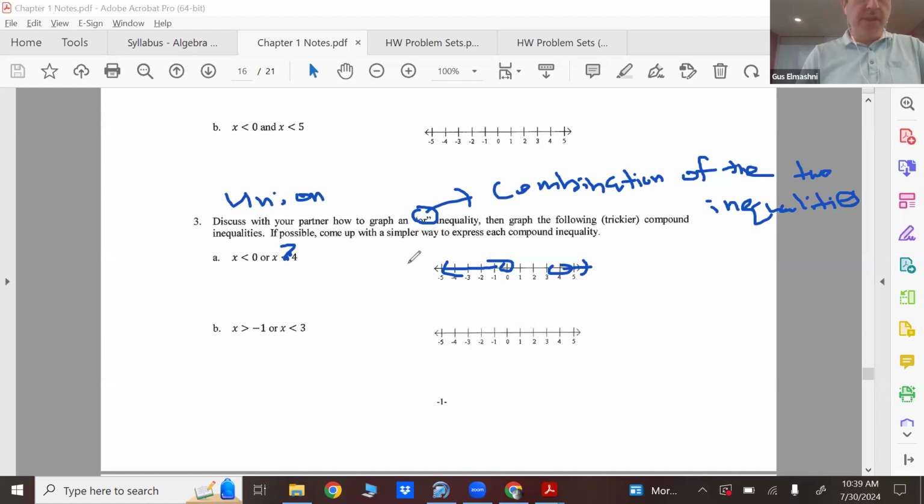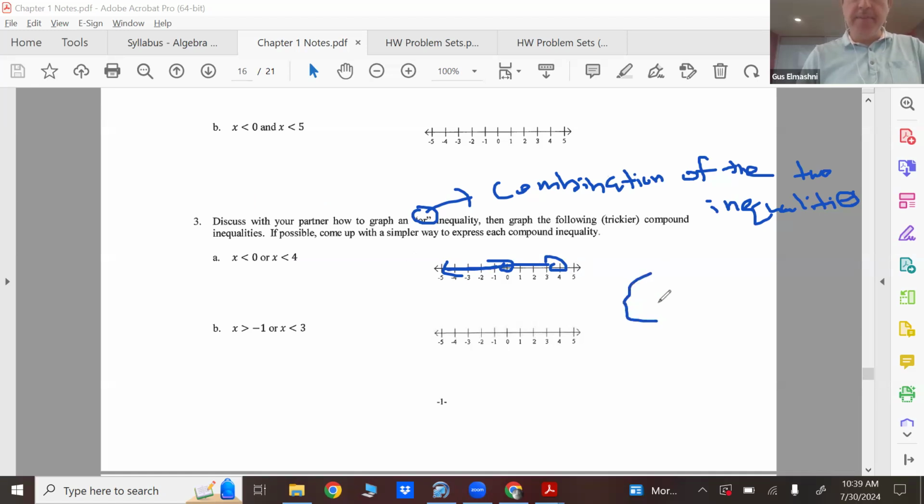Now, of course, x is less than 4. So in essence, it would actually just be that, and the 0 would be included as well, because it's a union.